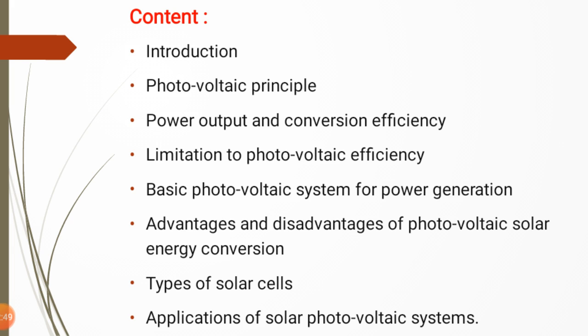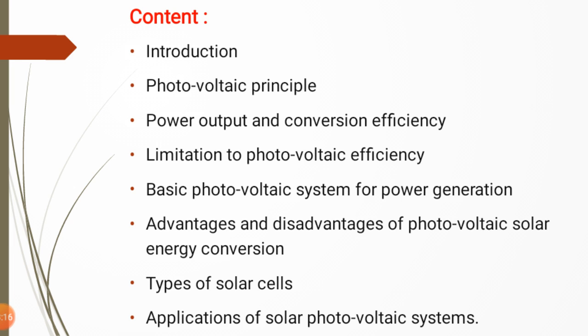Next is the basic photovoltaic system for power generation. The photovoltaic system is used for power generation, so how does it work, how do we get the power? This basic principle will be studied in power generation from photovoltaic systems. Next are the advantages and disadvantages of photovoltaic solar energy conversion. Photovoltaic energy conversion has some advantages as well as disadvantages.